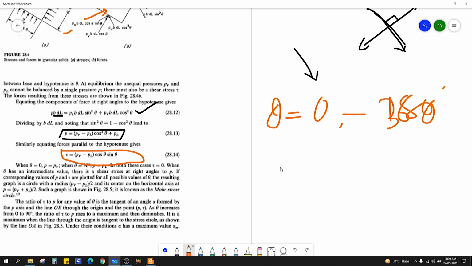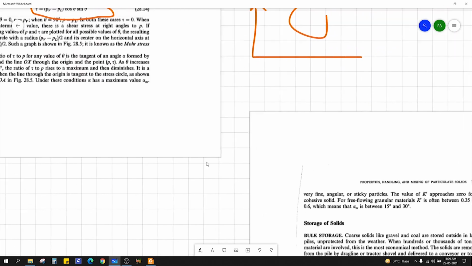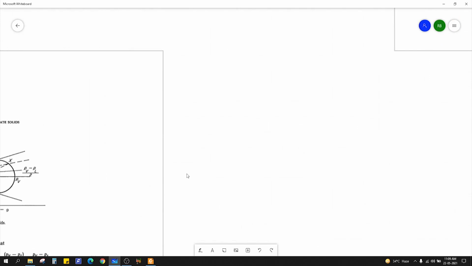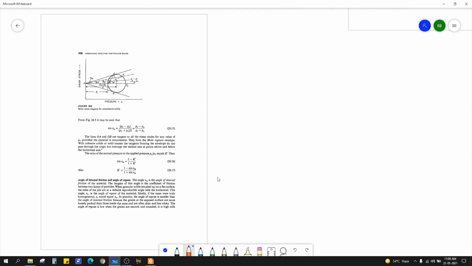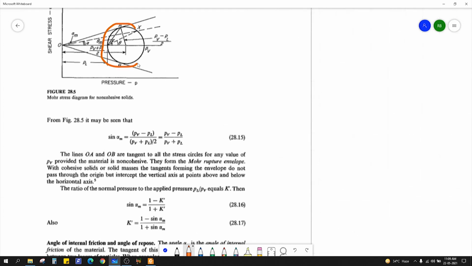And plot all the values on the graph, then you will see that you'll get a circle. That is called the Mohr stress circle. You will get this circle.